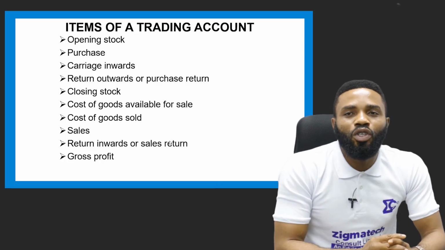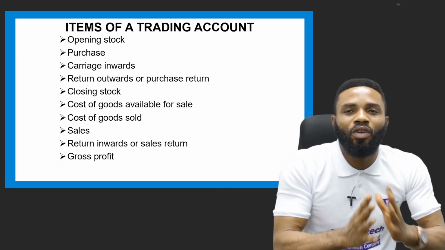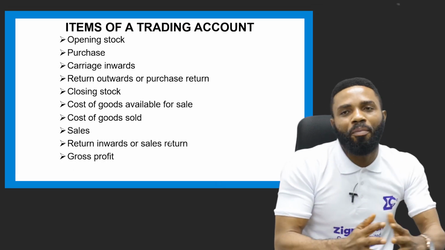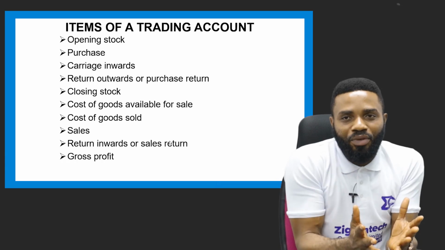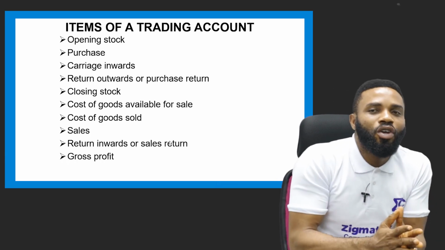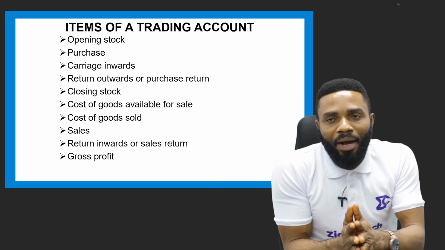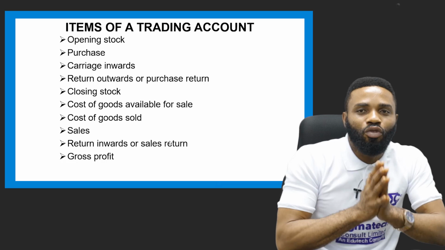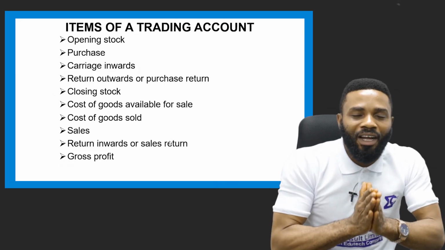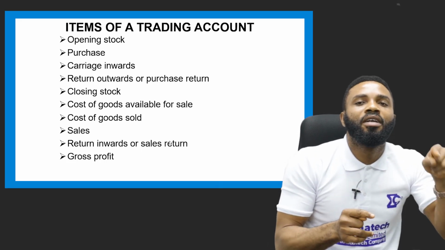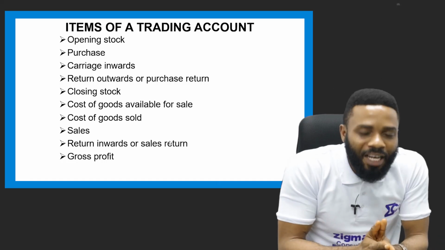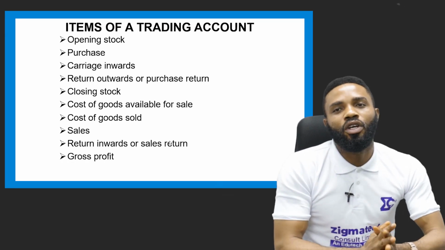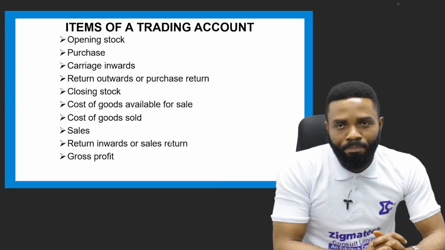And then the next one is cost of goods available for sales. Cost of goods available for sales is just the relationship between your opening stock and your purchase. You started the business with 5 cartons of Indomie, you've gone to the market to buy 10 more cartons to make it 15. That 15 cartons is what we call the cost of goods available for sales. The cost of that 5 cartons that were available at the beginning and the cost of what you have bought, bring them together, give you the cost of goods available for sales.